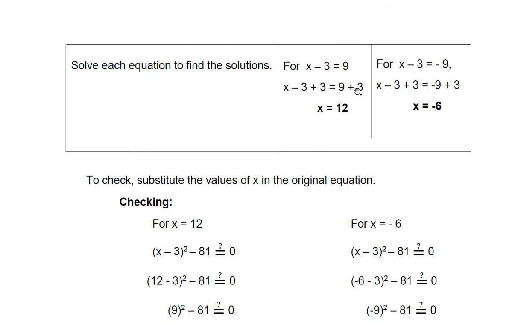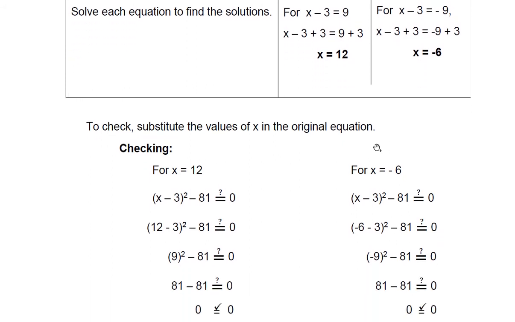So 9 plus 3, that is 12. On the other side, negative 3 becomes positive. So negative 9 plus 3. So unlike signs, minus, negative 6. So these are the two solutions or two roots of the equation.